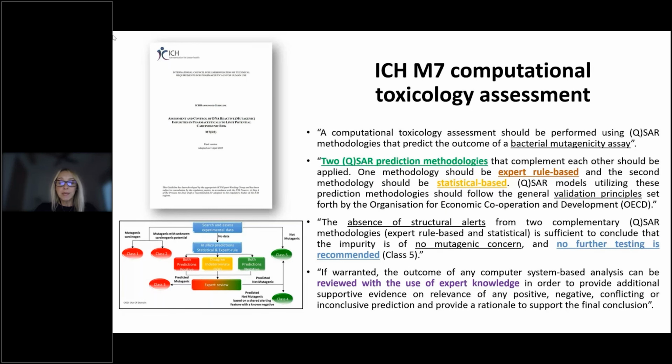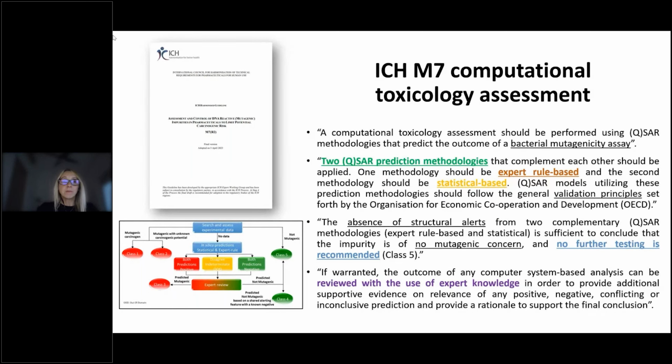I would like also to emphasize here that this guideline also highlights the importance and the role of an expert review. In fact, the guideline states that the outcome of any QSAR system-based analysis can be reviewed by the use of expert knowledge. And this is always recommended in order to support evidence on any positive or negative prediction. But it becomes even more crucial when we are dealing with conflicting results or inconclusive predictions, where an expert review is needed in order to provide the rationale that supports the final conclusion.